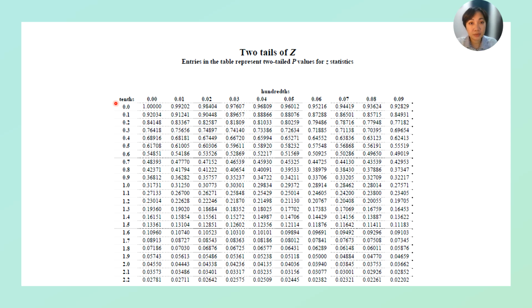If it's two-tailed, then you will look at the two-tailed z-table. All right, let's say your table is two-tailed. Then your level of significance is 0.05. Then look at the 0.05 in this pool of numbers. Okay, where is the 0.05? It's right over here.